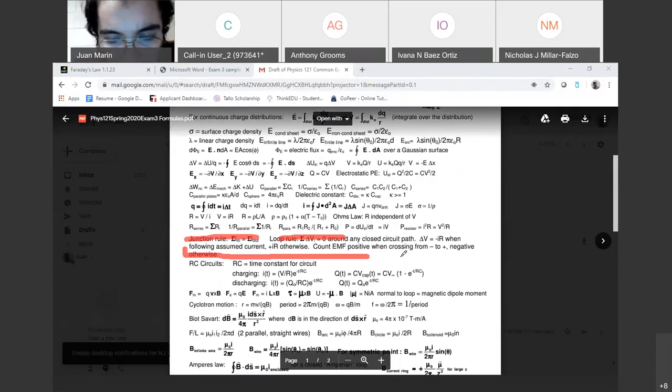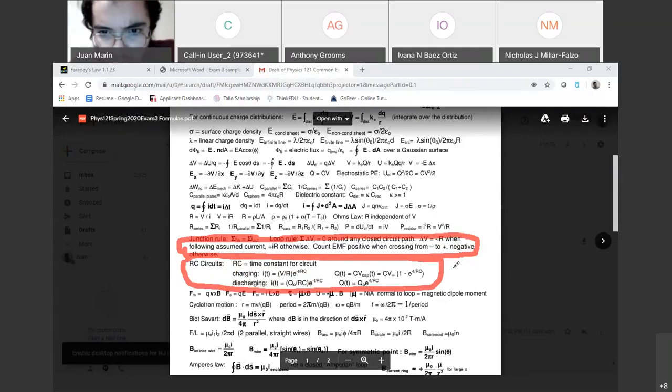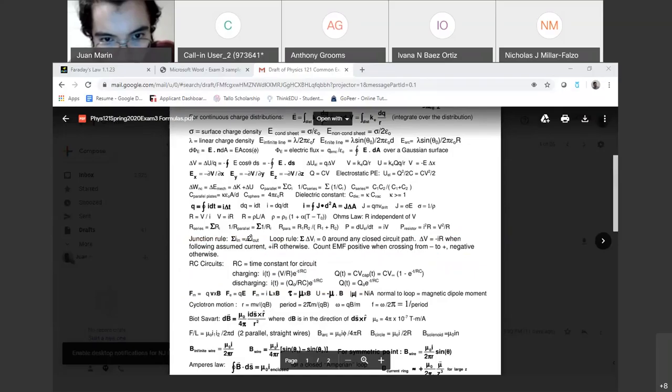Kirchhoff's loop rule and junction rule are important, so you need to know them. Mostly they will not ask you to do a problem with multiple simultaneous equations. Usually it's one equation to solve for one unknown. You have to use the junction rule or loop rule, and each time you use the rule, you calculate one parameter, either current or voltage. That's usually the way.